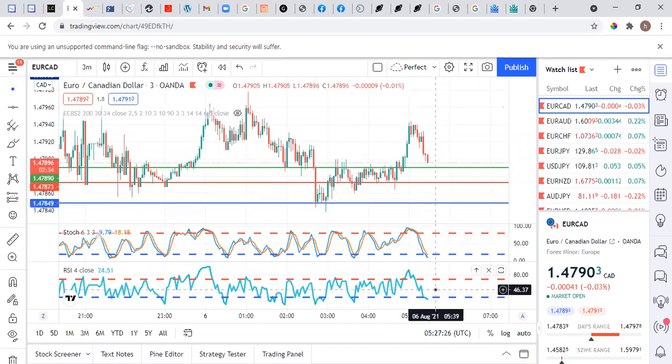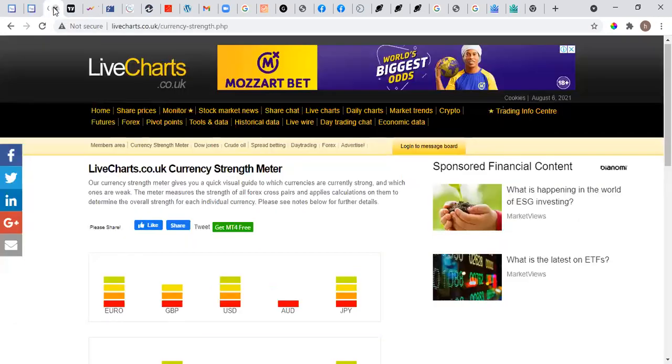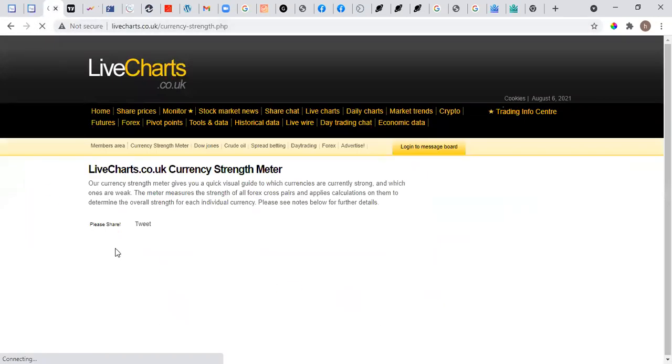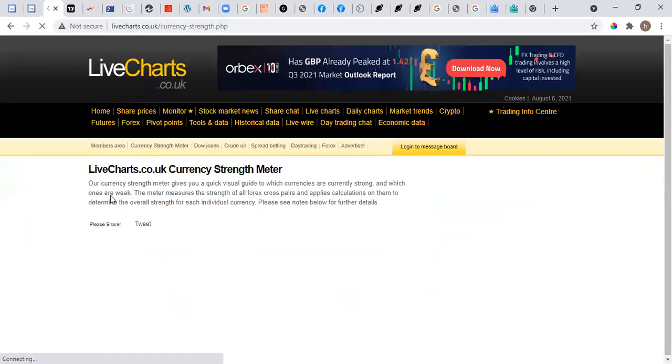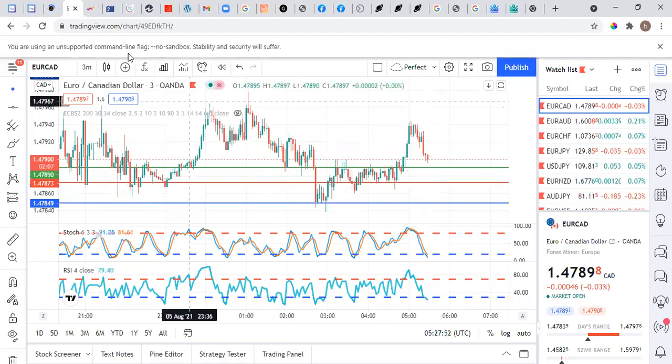Your card is looking good. I want you to get to this green area. My green area, I'm going in for a potential buy, 3 minutes buy, as long as the currency trend meter does not change. I want you to get to this green area.